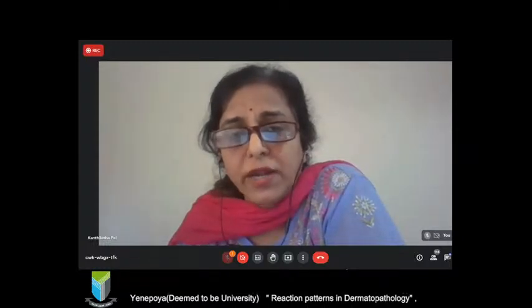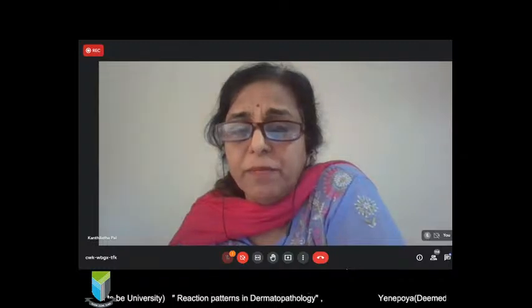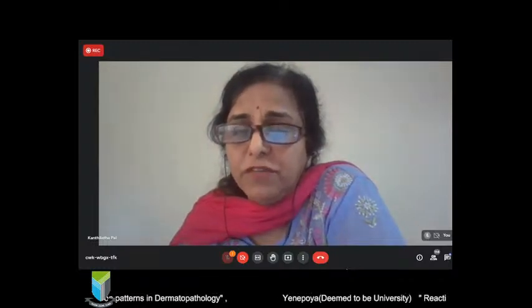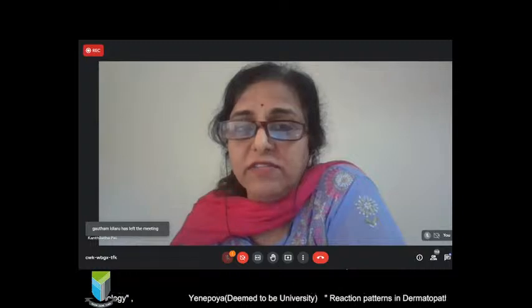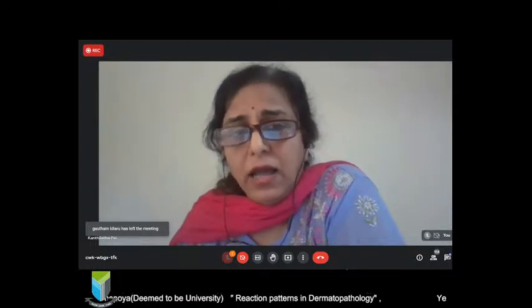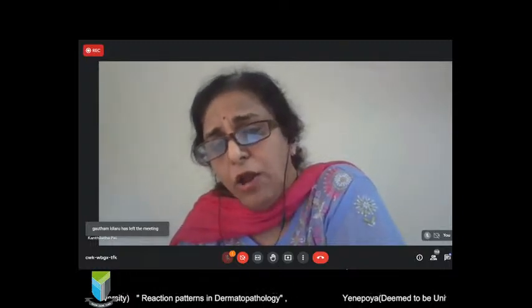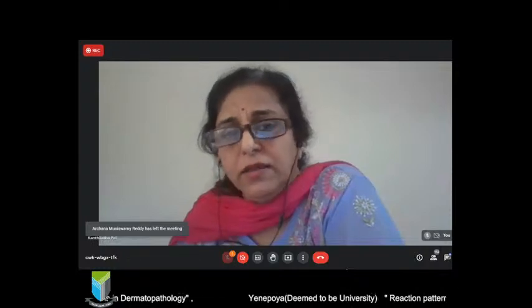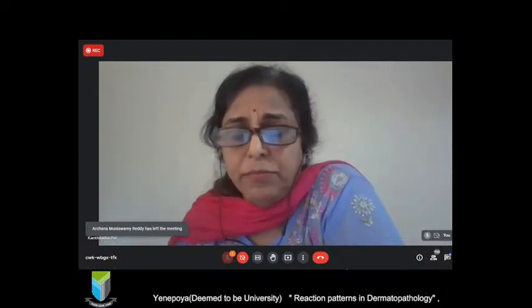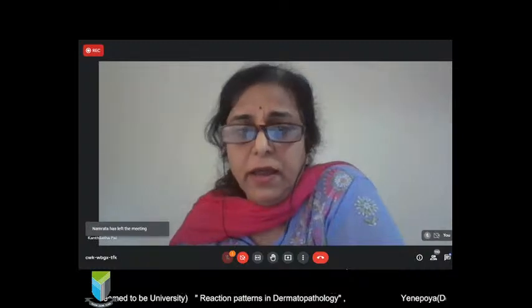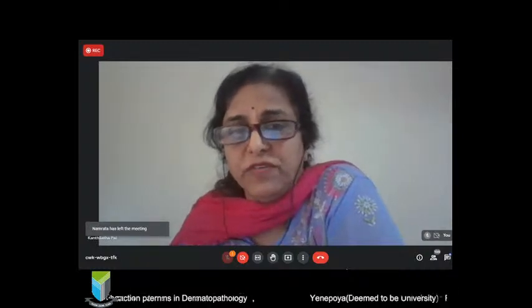If you again look at that, you see that there's a prominent granular layer here. We saw that in psoriasis, the granular layer is decreased or almost absent. The other thing you see here is that the elongation is not so regular. The rete are slightly abnormally elongated, and you'll see a lot of fibrosis.